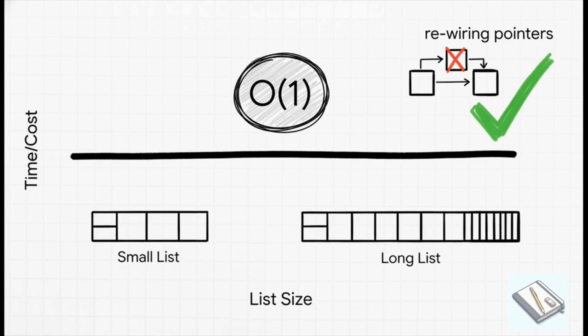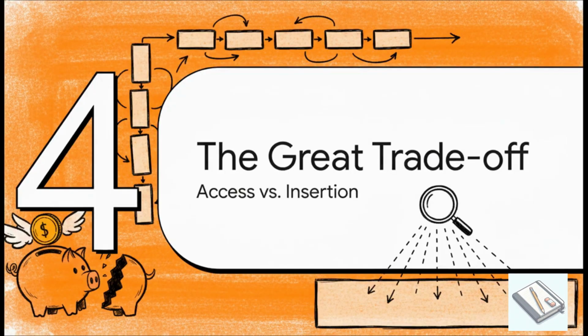Not a single element was shifted, we just updated a couple of pointers. This means the insertion itself is what we call a constant time, or O(1) operation. It doesn't matter if the list has 10 elements or 10 million, the work to relink those nodes is exactly the same. But as they say, there is no free lunch in computer science.